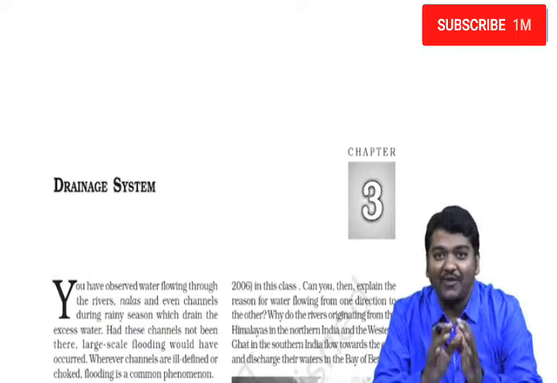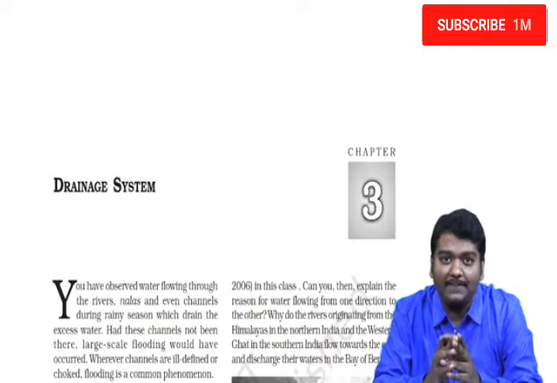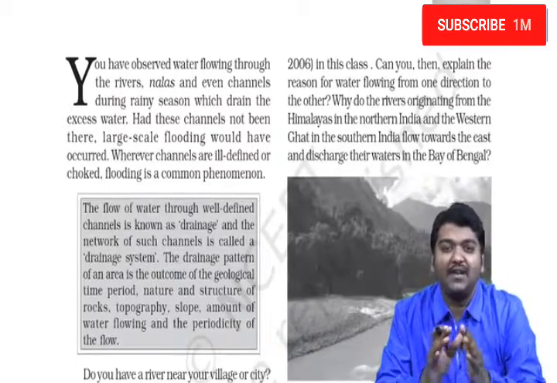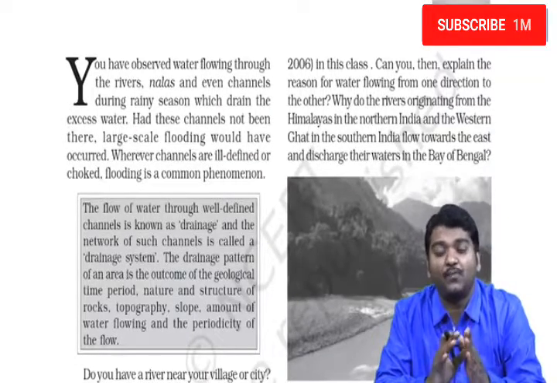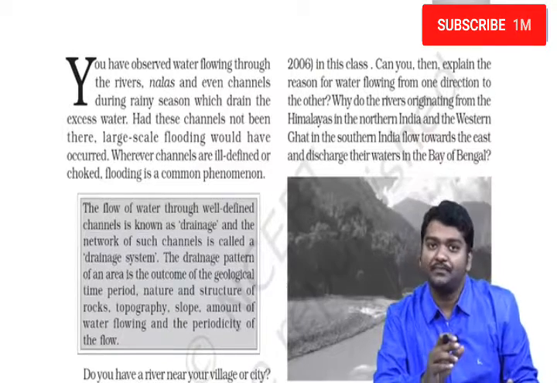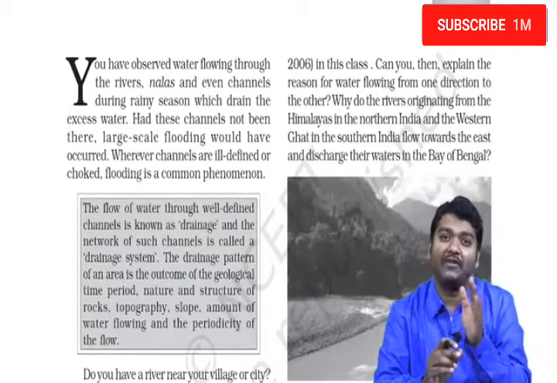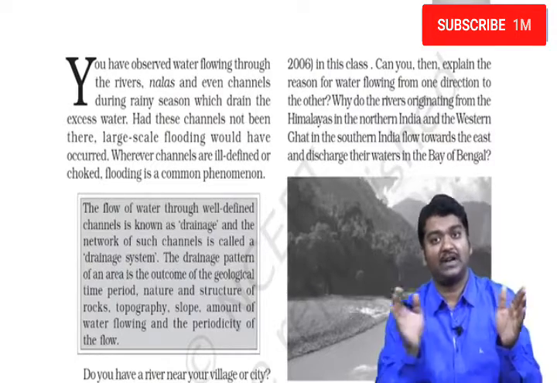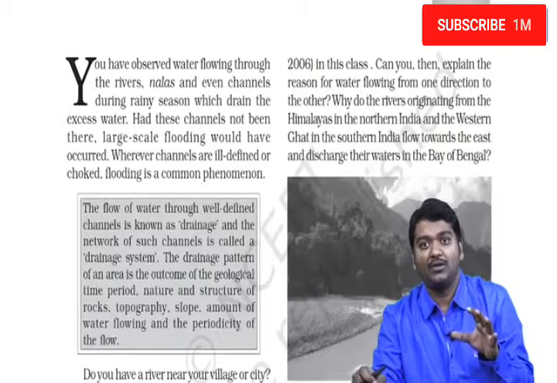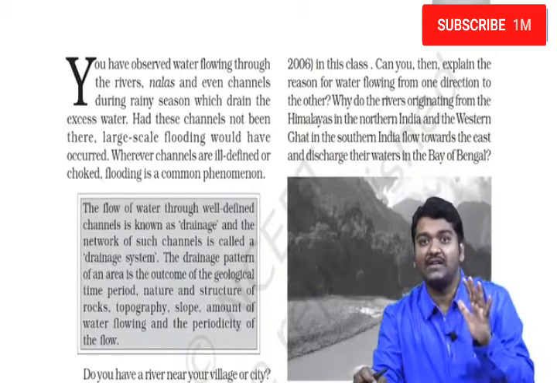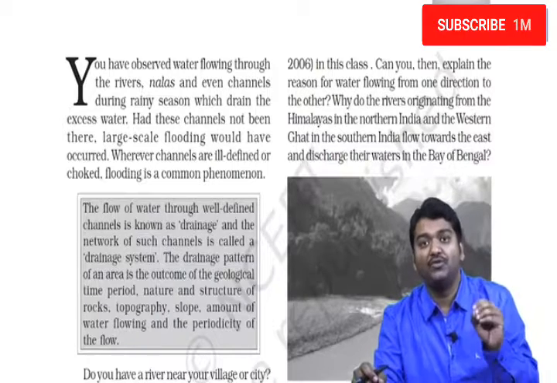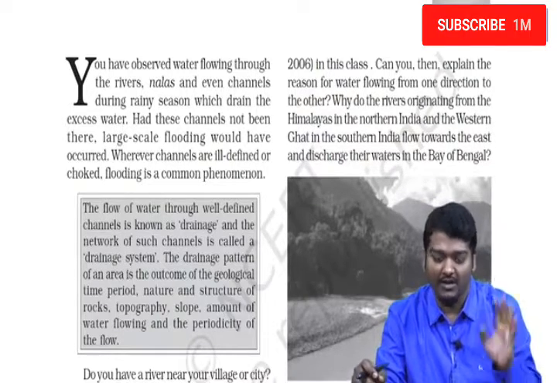So guys, let's quickly look at the next chapter, that is drainage system. We have already seen about drainage system where we spoke about Himalayan rivers and also peninsular rivers. Within peninsular rivers, we divided it into west flowing rivers and east flowing rivers. Here you will get the same information with some additional facts which may be asked in the exam. So let's quickly get into each one of these carefully now.